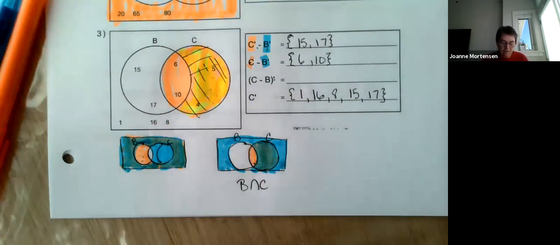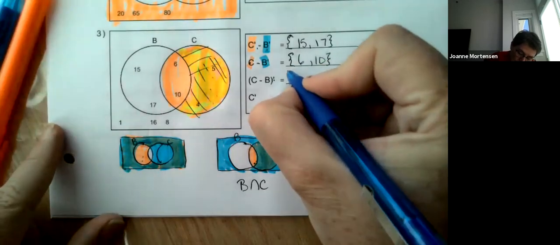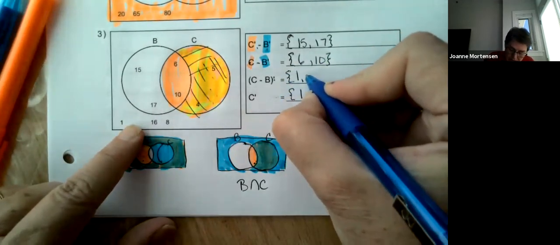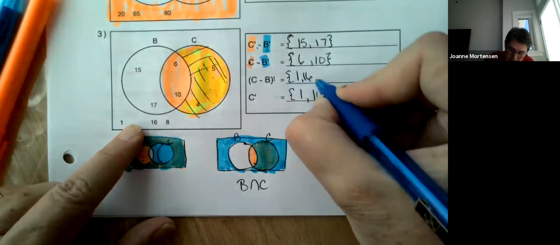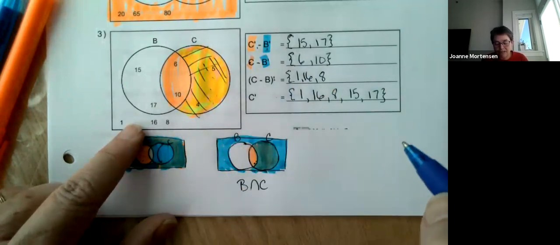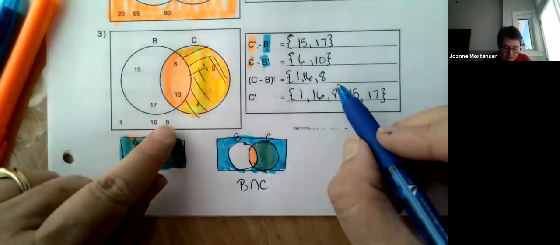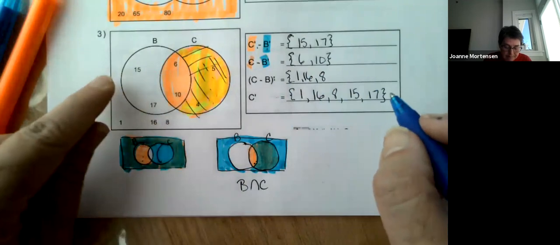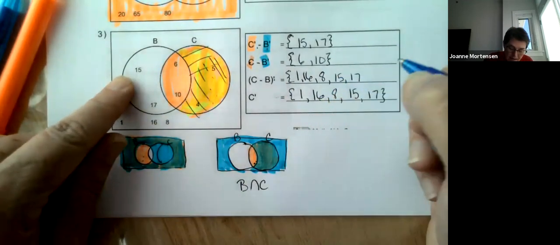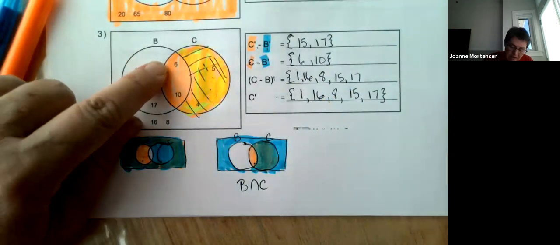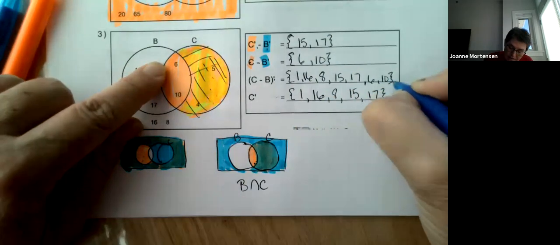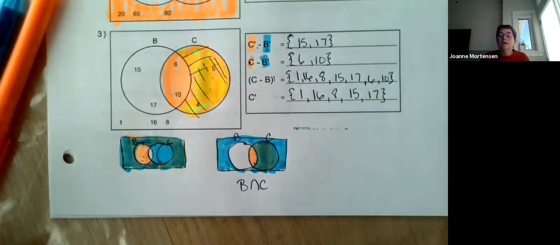So now I just have to write down those numbers. 1, 16, 8. A lot of times with the but not, when I do my drawing, it ends up being the stuff I didn't color. So that 15 and 17. And I can also include 6 and 10. All right. There you go.